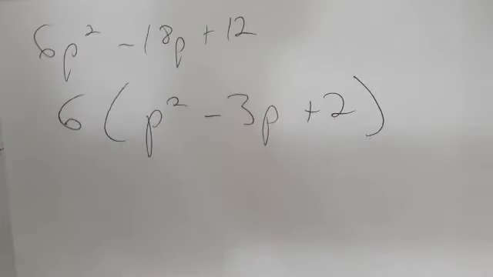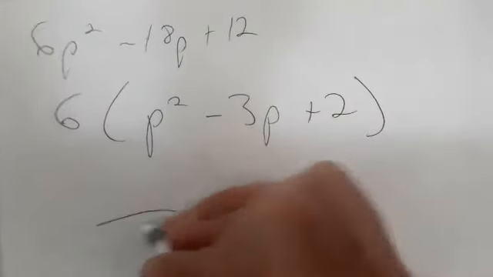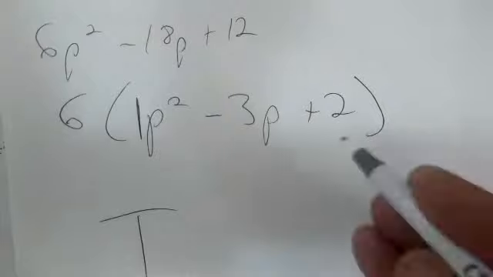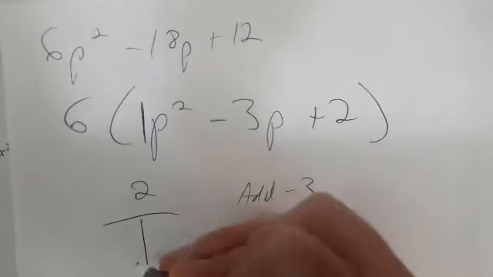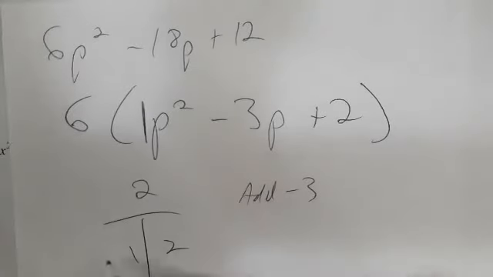Divide everything by 6. We're going to do the AC method. So we want two things that multiply to A times C, which is 1 times 2, giving me 2, and they add to minus 3. So 1 and 2 are the factors of 2, and if it's a minus 3, they both have to be negative.